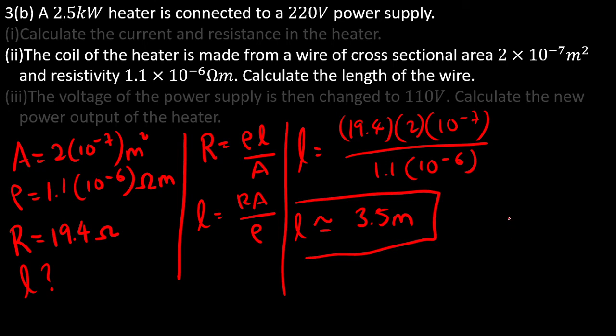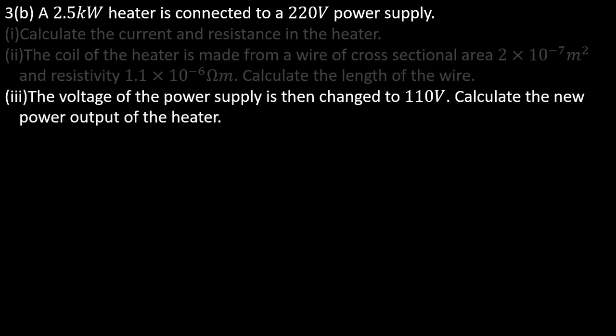There we go. So this is really talking about how resistance is related to the material, which is resistivity, and the geometry, which is the length and the area. Now next sub-question. The voltage of the power supply is then changed to 110 volts. Calculate the new power output of the heater.